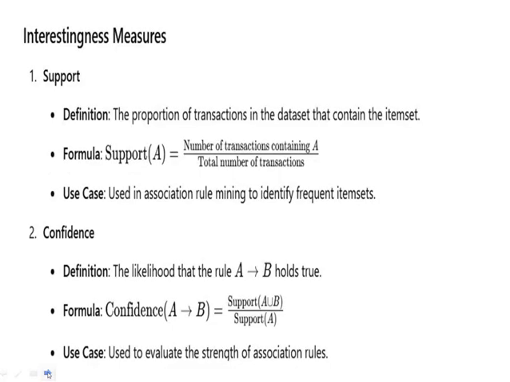Now the interestingness measures. First, support: the proportion of transactions in the data set that contain the item set. The formula for support is the number of transactions containing the item set divided by the total number of transactions. It is used in association rule mining to identify frequent item sets. Confidence tells how likely the rule A implies B holds true.